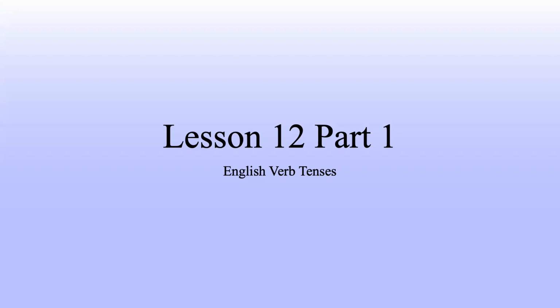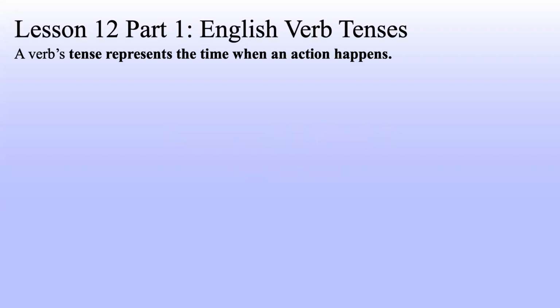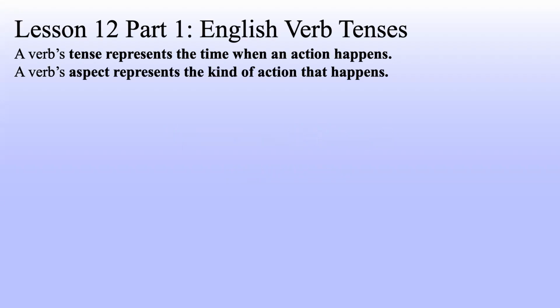Lesson 12, Part 1, English verb tenses. A verb's tense represents the time when an action happens. A verb's aspect represents the kind of action that happens. English has three tenses and three basic aspects.